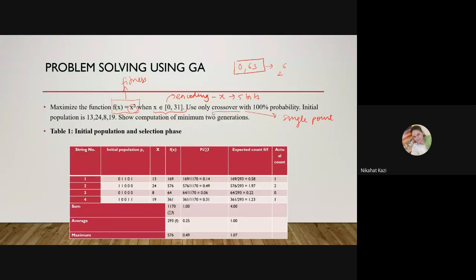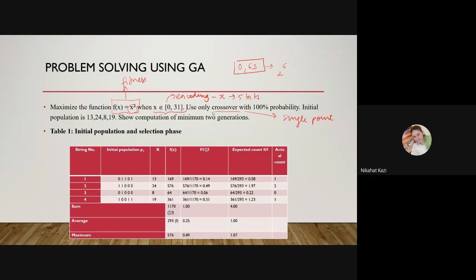Ma'am, must we mutate the same bit? We can use any mutation, and any mutation type. If it is not mentioned, then you go for flip mutation, point mutation. I'll write it here for your reference. If it is not mentioned, go for point mutation. Otherwise, you will be asked to go for a specific type.